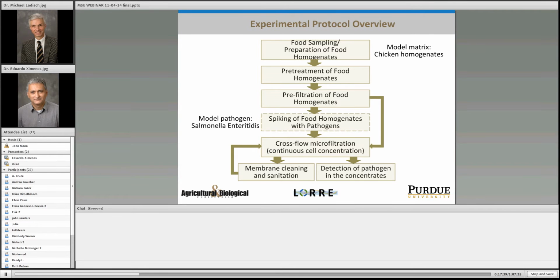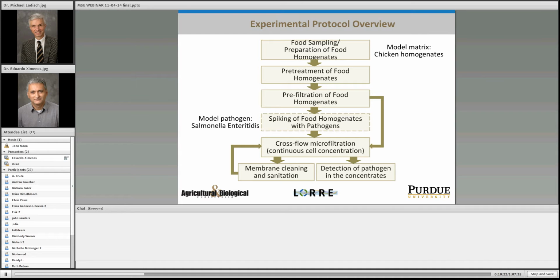So the objective here is to have a pre-filtered, enzyme-treated solution where we eliminate most, if not all, of the fouling agents. And we keep the microorganisms in viable condition to be concentrated and recovered further using the approach of cross-flow microfiltration.